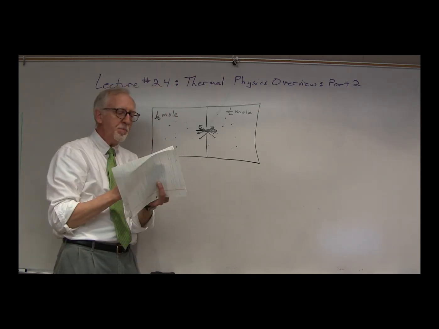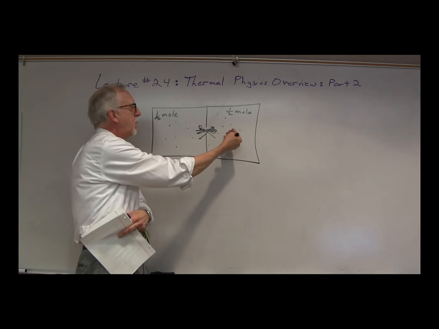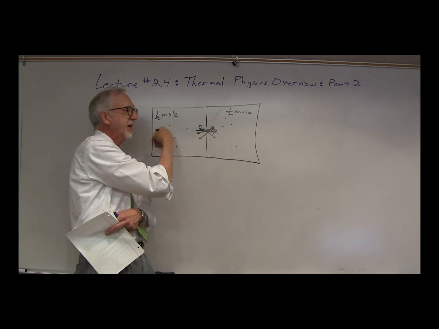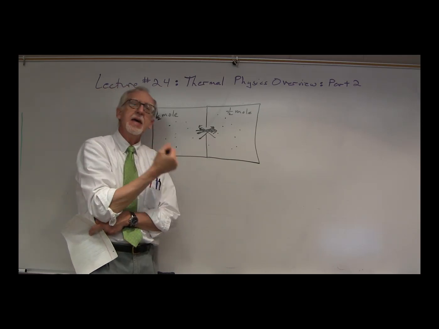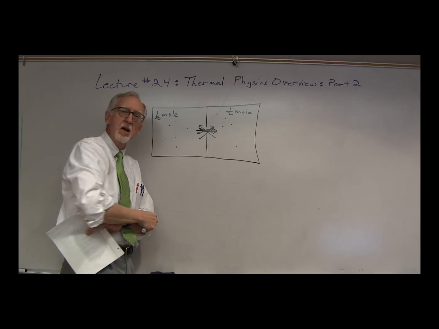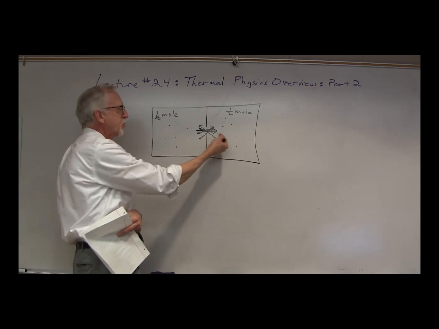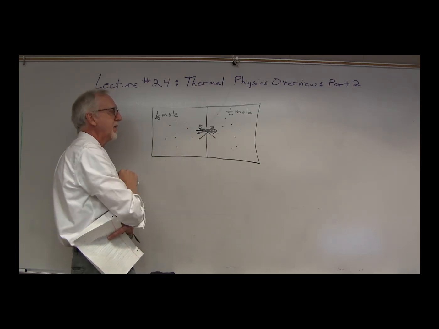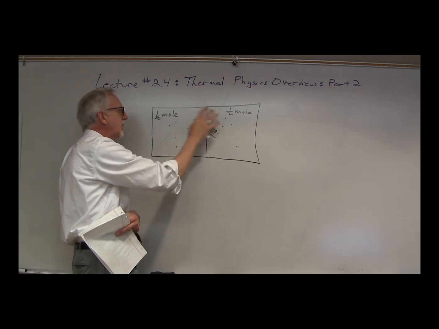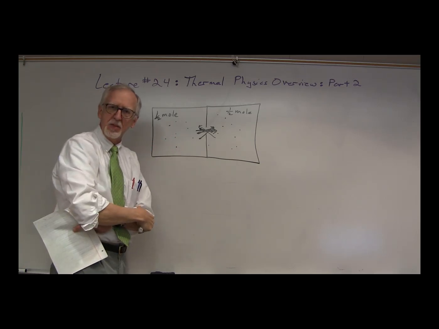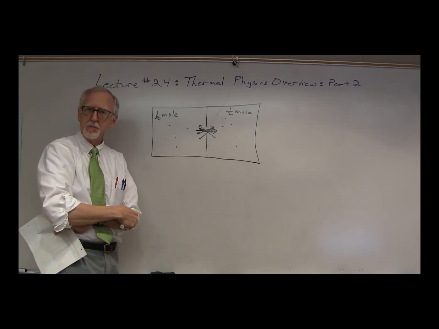But would it be impossible for more particles to just by chance randomly come over here and end up over here? Could we start with a half mole here, a half mole here, if we waited long enough and just waited for enough particles to come over this way but not go to that way? Could we end up with none over here and a whole mole over here? Well, let's think about this as a probability issue.